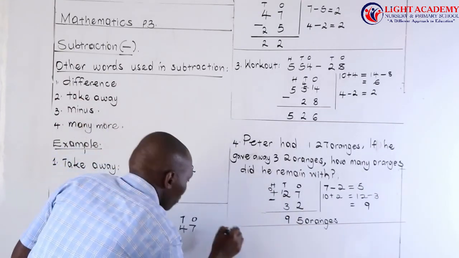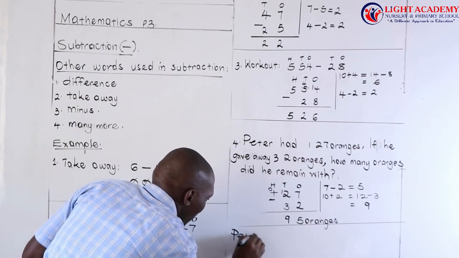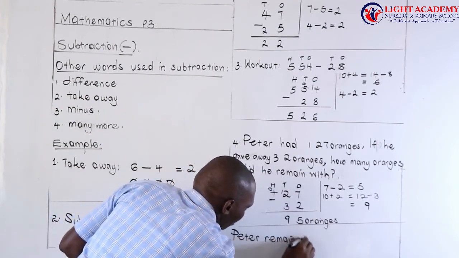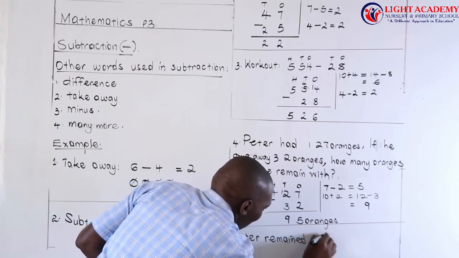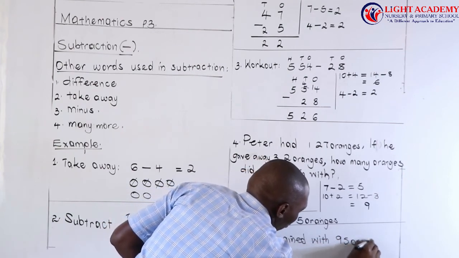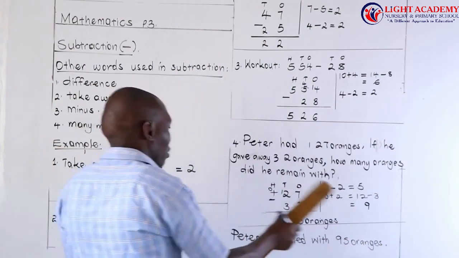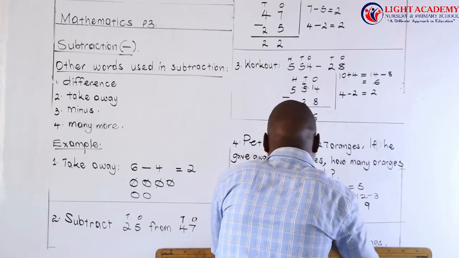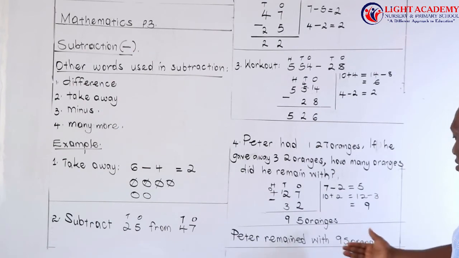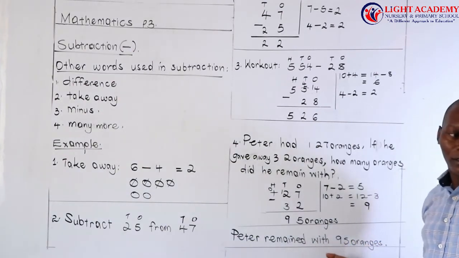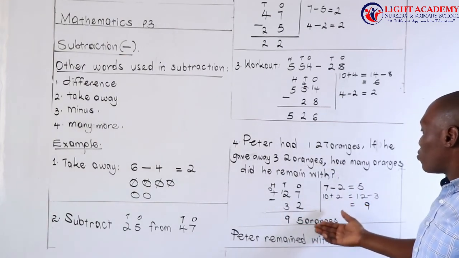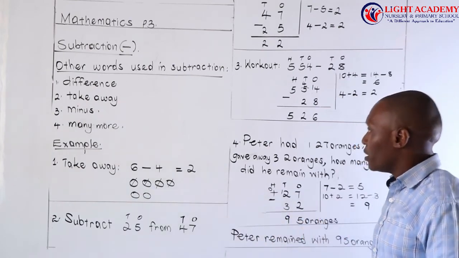You can as well say, Peter remained with 95 oranges, like that. Then you underline it. But get me right, it is also possible, it's not a must that you come and conclude it with the words. This is not English. We can actually end at this level as long as we put the units that were put in the question.